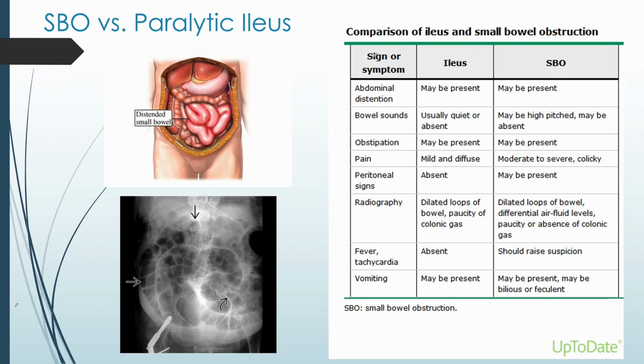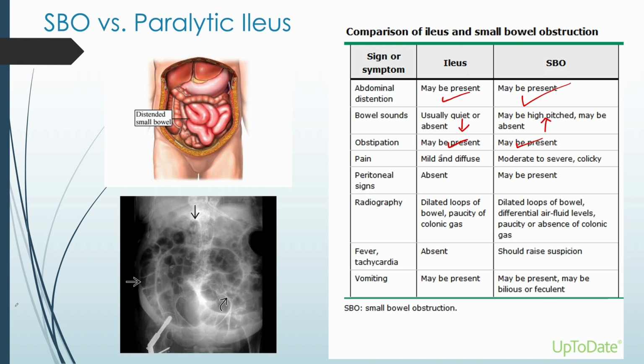So the way it's set up is, here are the signs or symptoms, and then it talks about whether they are present or not in the ileus and a small bowel obstruction. So abdominal distension, you're going to have it in both, right? That's one of the hallmark findings of obstruction and ileus. Now with bowel sounds, with an ileus, they're usually silent or absent, whereas initially for the small bowel obstruction, you hear these high-pitched tinkles, right? As far as obstipation, they're both going to have trouble passing gas and stool.